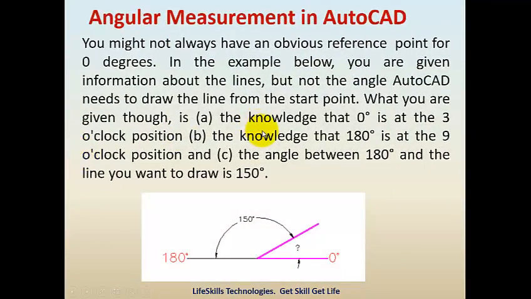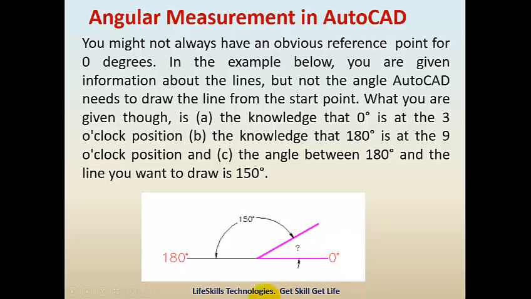Now, you might not always have an obvious reference point for 0 degrees. Look at the diagram below. You want to draw this line, and you are given this angle, 150 degrees. The question is, in AutoCAD language, at what angle will you draw this line? You agree with me that the angle on a straight line is 180. So the remaining angle will be 30. So for AutoCAD, you are going to enter 30.